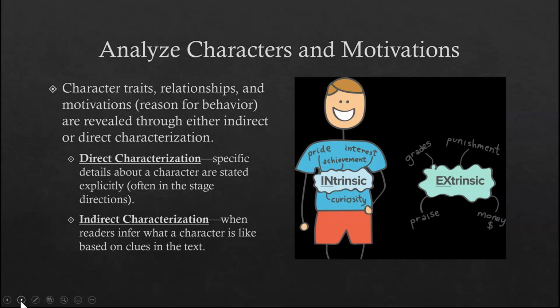When you're talking about motivation, there are actually 2 different types of motivation. There's intrinsic and extrinsic. So if somebody is intrinsically motivated, they're motivated by things that come from within themselves, like pride, interest, curiosity. If somebody is extrinsically motivated, that means something on the outside is motivating them to do work. So getting good grades, there's a punishment attached, there's money attached, or praise. These are all examples of extrinsic motivation.